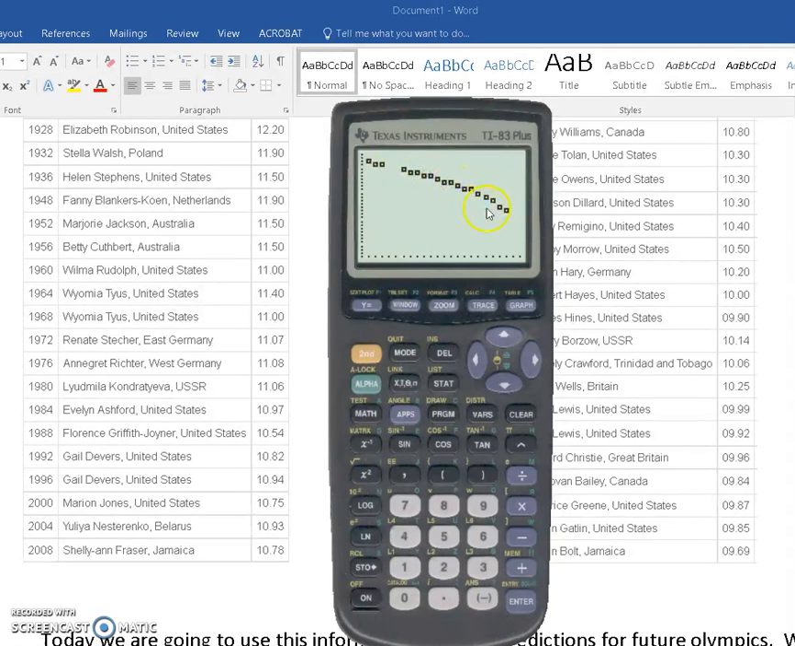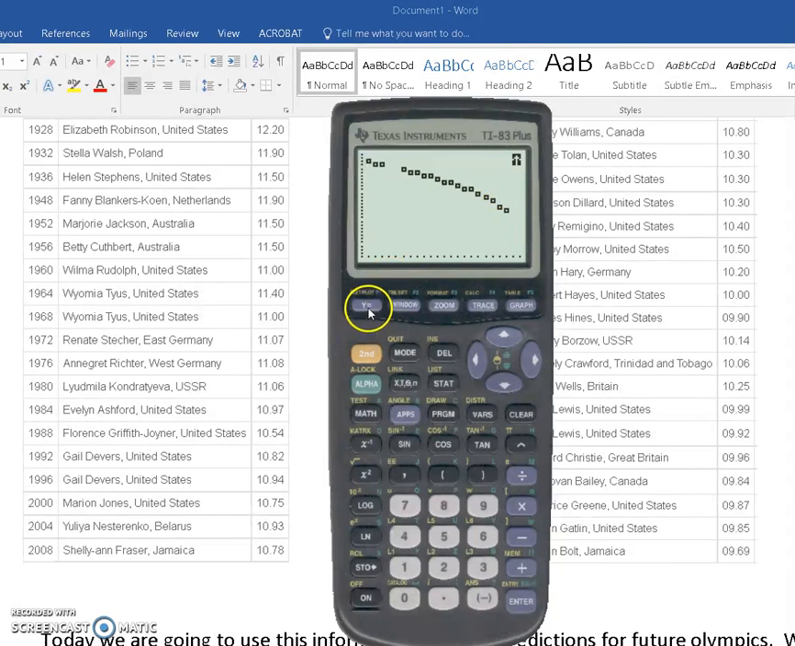Now yours is going to be different because you actually have actual data that you put in there. It may not look as linear as what I have, what I just made up on my calculator. And this is the gold medal winning times for the women. We can do the same thing for the guys.